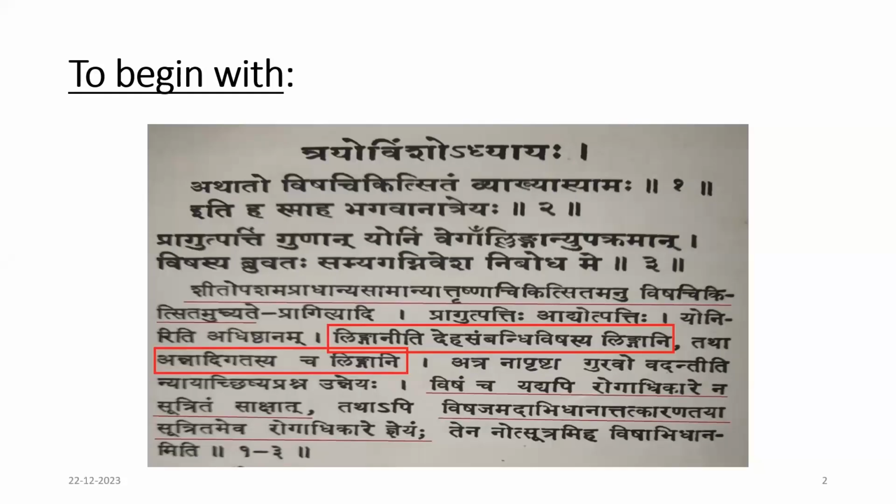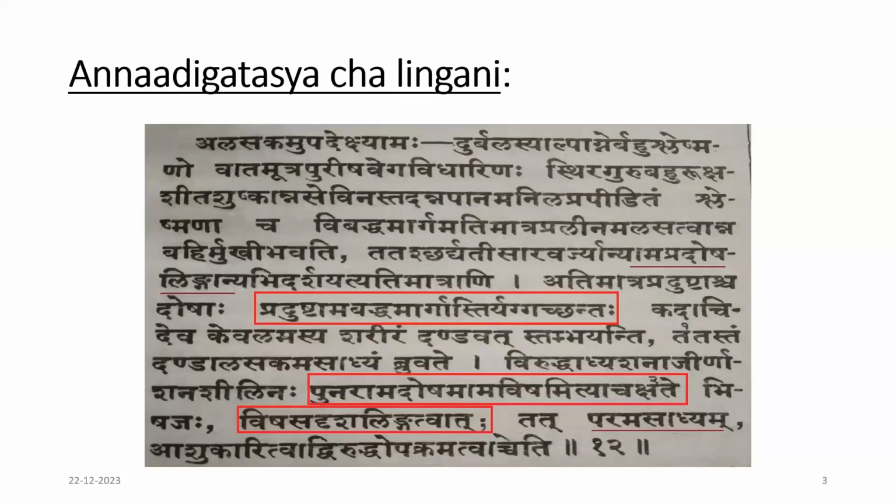Now coming back to this Annadigatasya Lingani terminology, you can see the direct reference in Charaka Vimanasthana, second chapter, where he has directly linked Ahara and Ama and Visha. Ahara, if it resides for a long time in the body without getting expelled, and it starts its manifestation in one way or the other, it will turn into Visha, and that Anna or Ama will turn into Visha if it stays in the body for a long time. And its manifestation will be Visha Sadrisha Lingatvat.